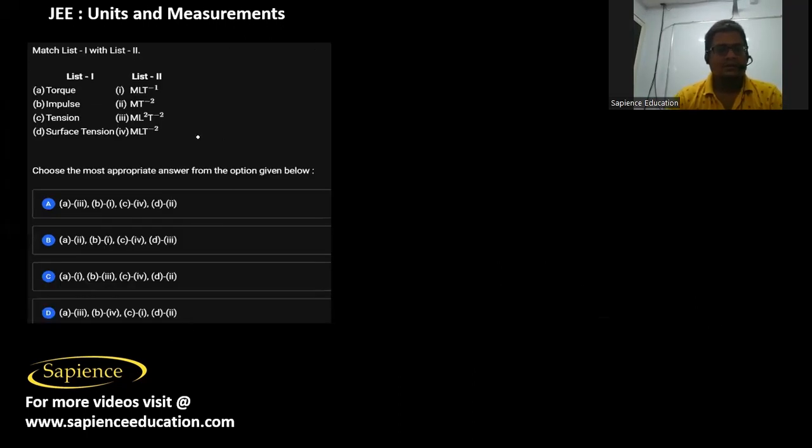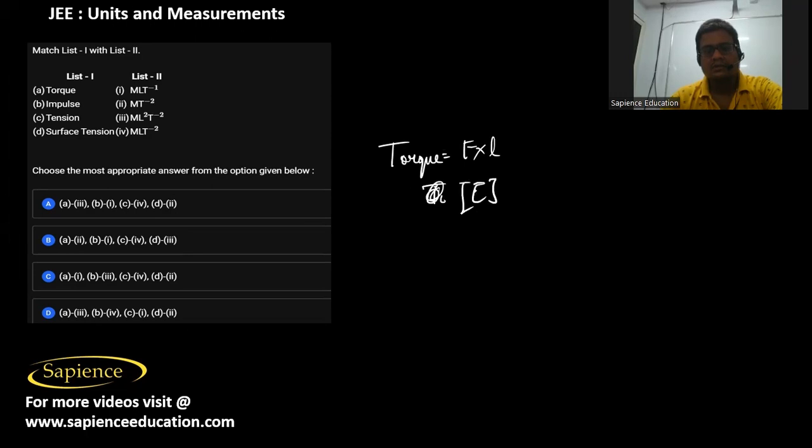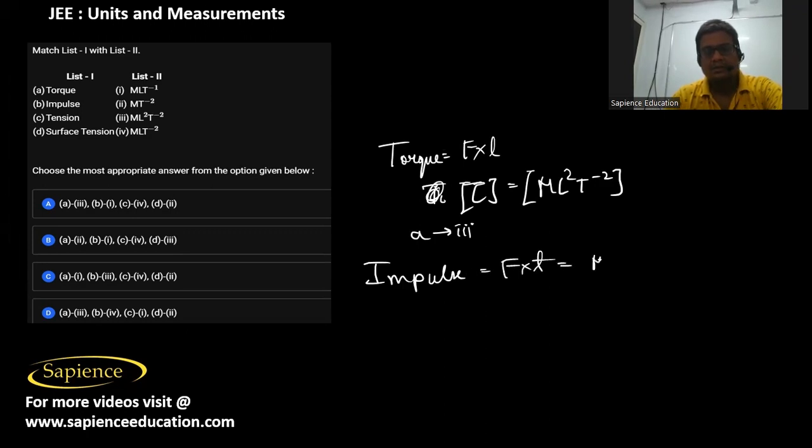Then here it is told we have to find the dimensional formula for torque. So torque, as we know, is equal to force into length, since it is r cross f. So therefore the dimensional formula for torque will be equal to force times length, that is m l squared t power minus 2. So A will match with 3. And impulse is change in momentum, or I can say it is force into time. So that is m l t power minus 1. So B will match with 1.